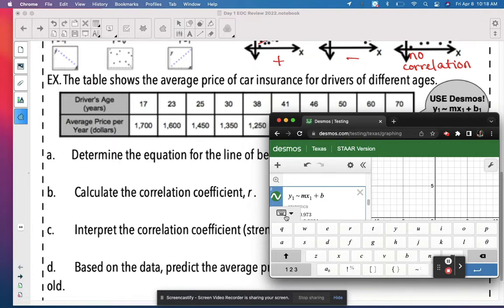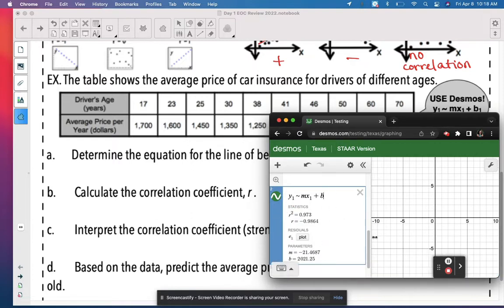So we get a bunch of numbers here, but I'm only concerned right now about the correlation coefficient, which is R. And I'm going to be rounding to the nearest hundredth, so the second decimal place. So R equals -0.99. And this tells me that we have a strong negative correlation.